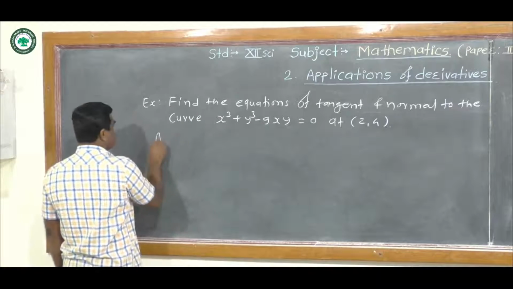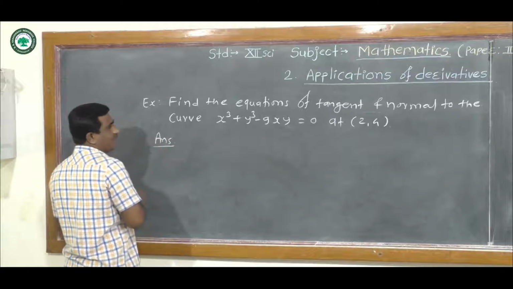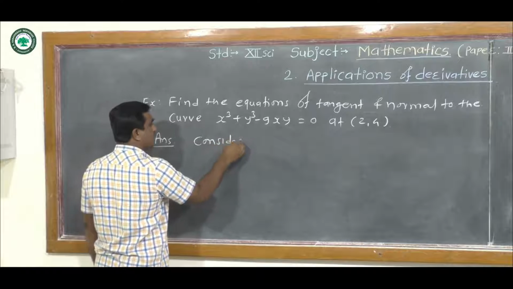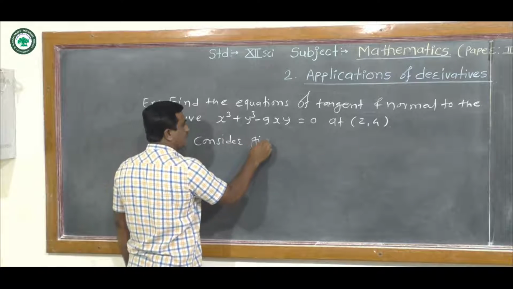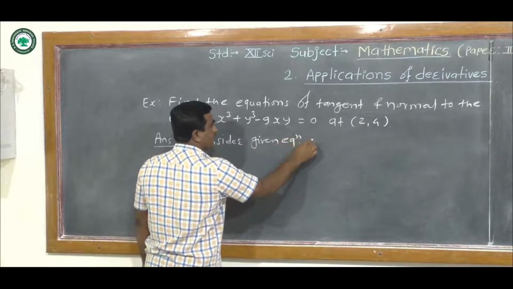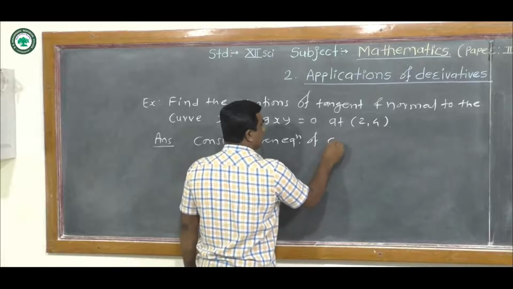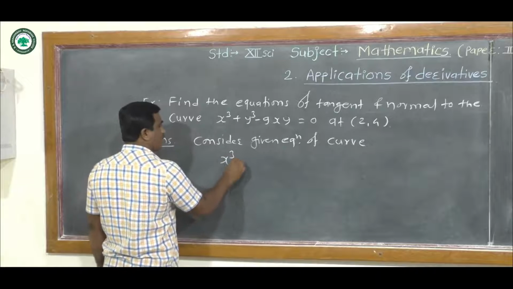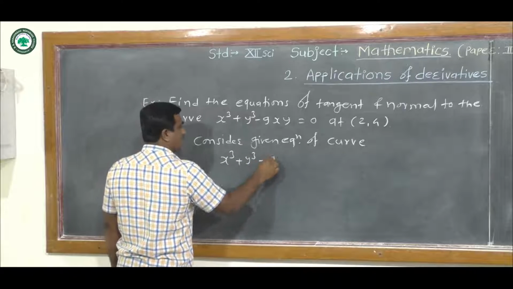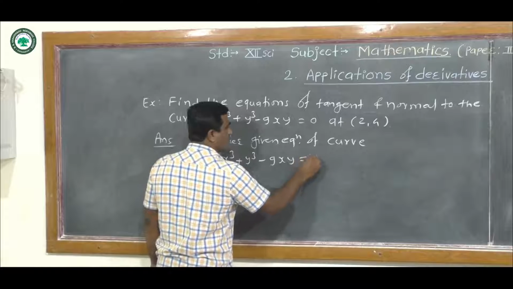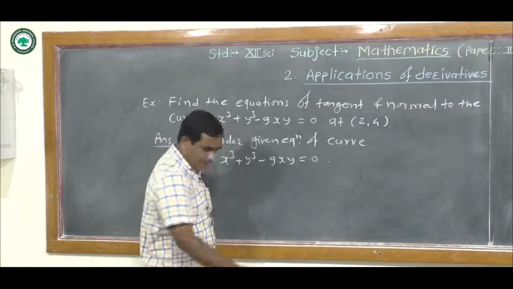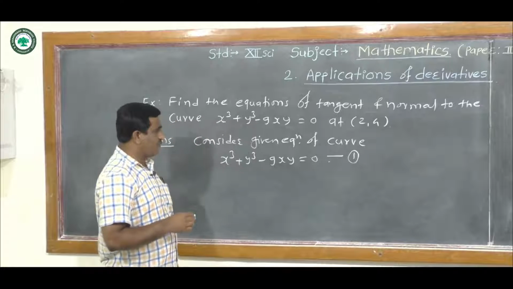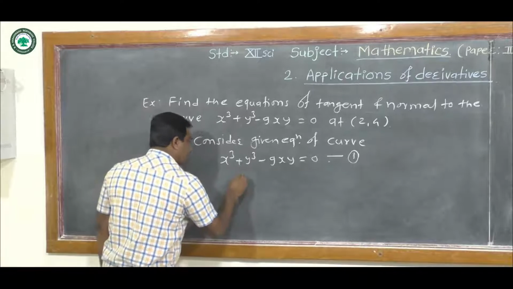Answer. Consider the given equation of the curve, which is x cube plus y cube minus 9xy is equal to 0. Say this as equation number 1. Now differentiate this equation with respect to x.